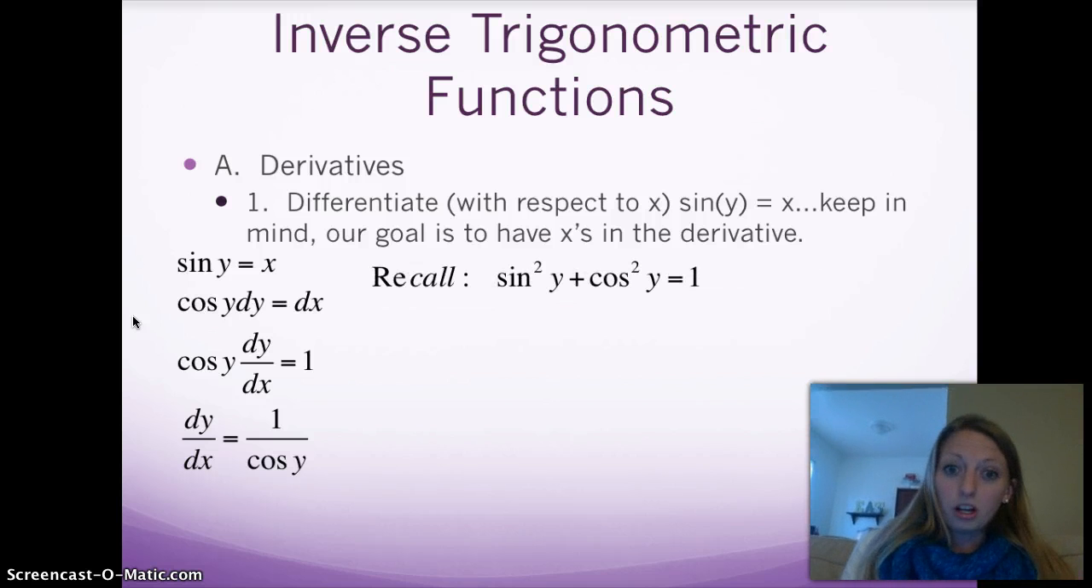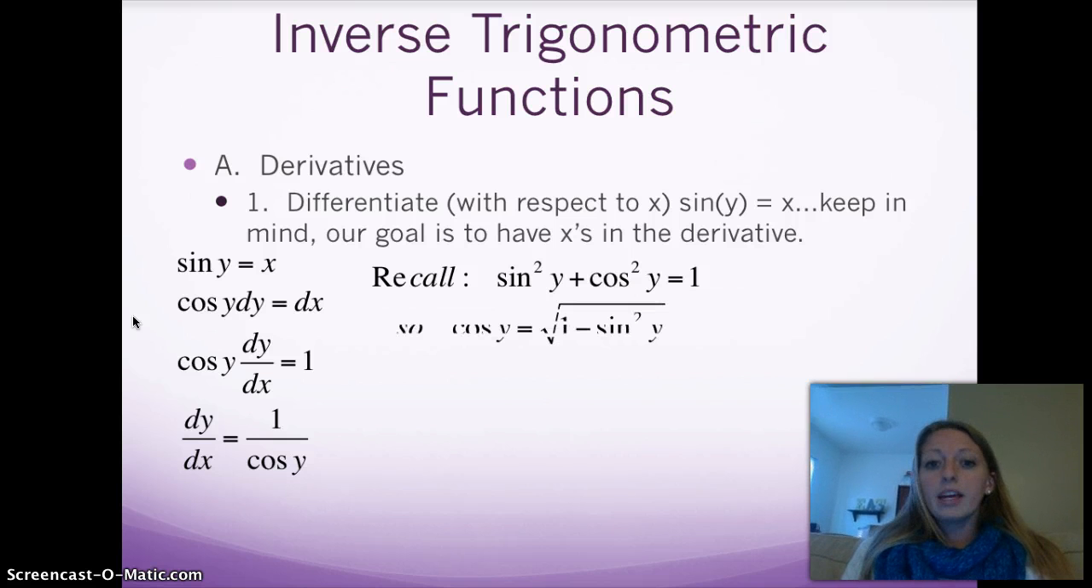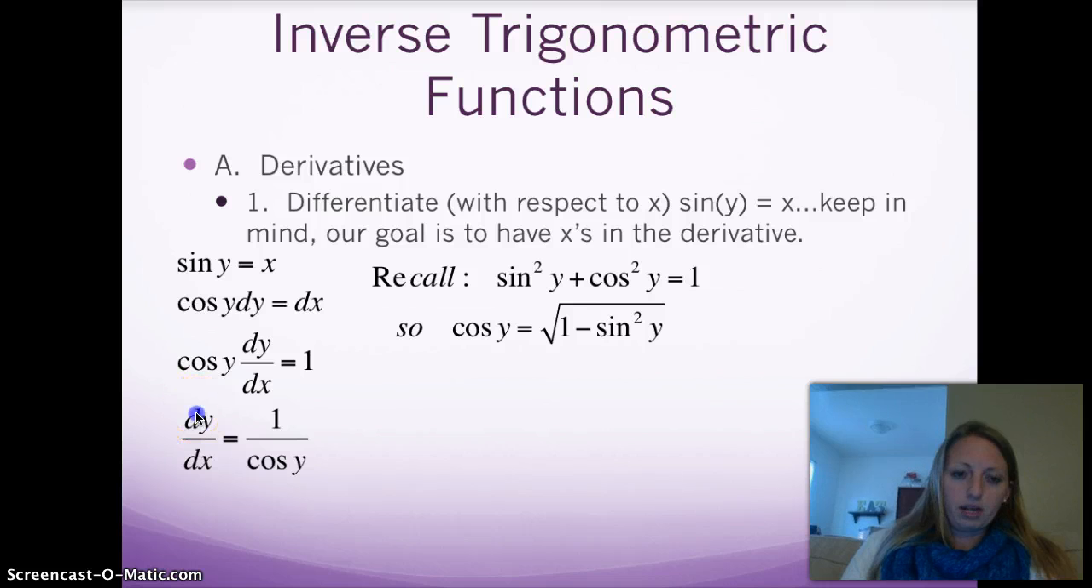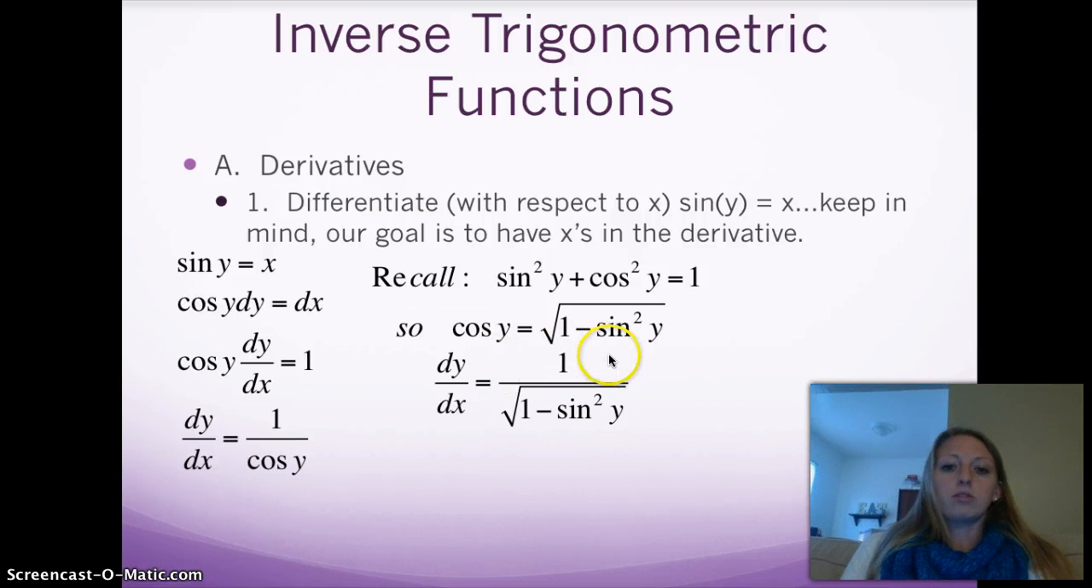So recall sine squared y plus cosine squared y equals 1, which is a part of the Pythagorean theorem. It's used in the Pythagorean theorem. So if we solve this for cosine y, we end up with the radical of 1 minus sine squared y, which I'm going to replace in my derivative. So from down here, I'm going to replace cosine y with that. So that's going to give me dy/dx equals 1 over the square root of 1 minus sine squared y.